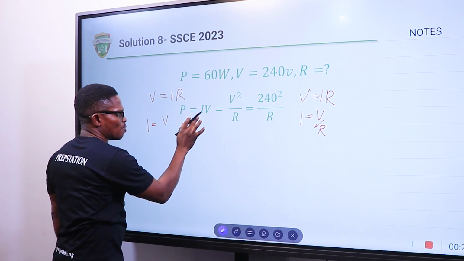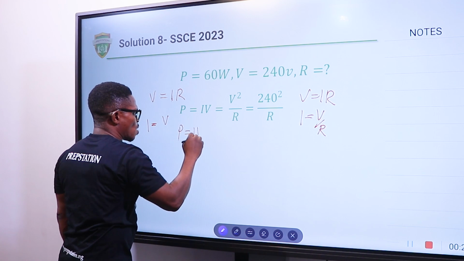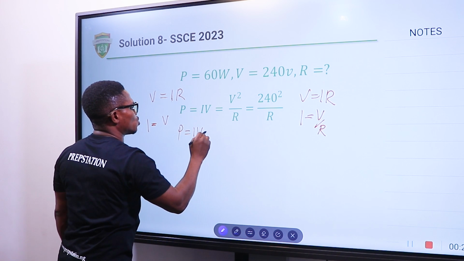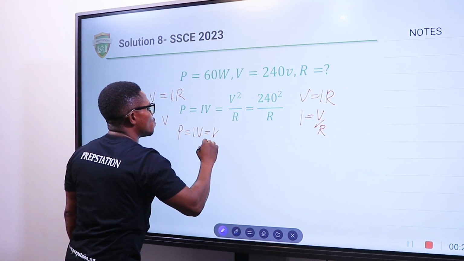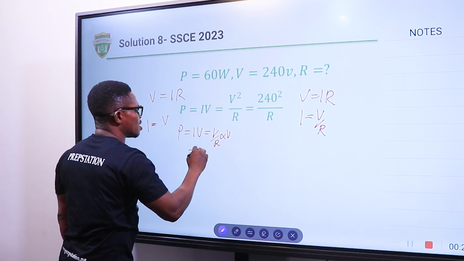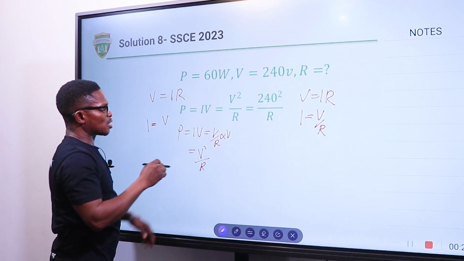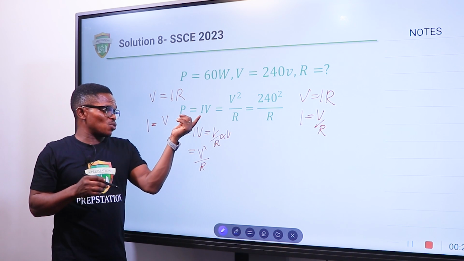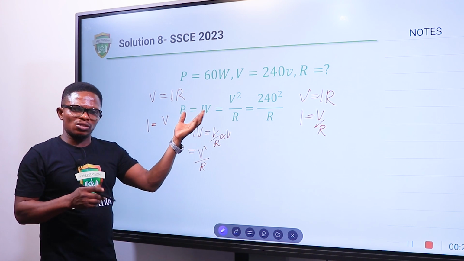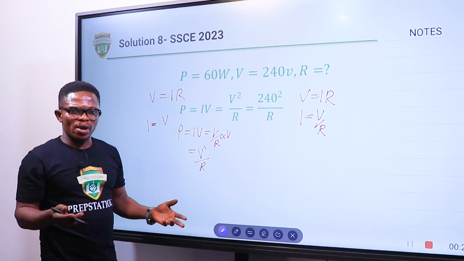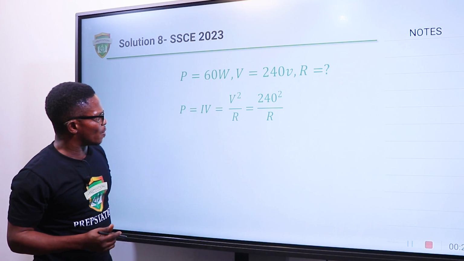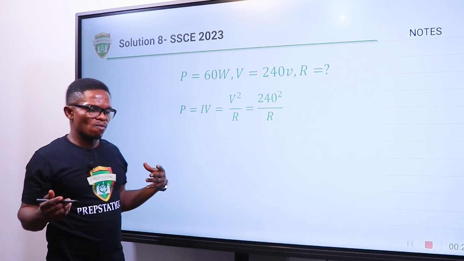So come back to this formula where you have P is equal to IV. In the place of I, replace it with V over R. So this formula can now be written as V over R times V. So what would that be? V times V is V squared over R. So that is how we graduated from P equals IV to V squared over R. So whenever you come across a question like this, don't panic. In physics, we always have a way. We can always improvise. We always have a way of getting things done. So with this, we are good to go.